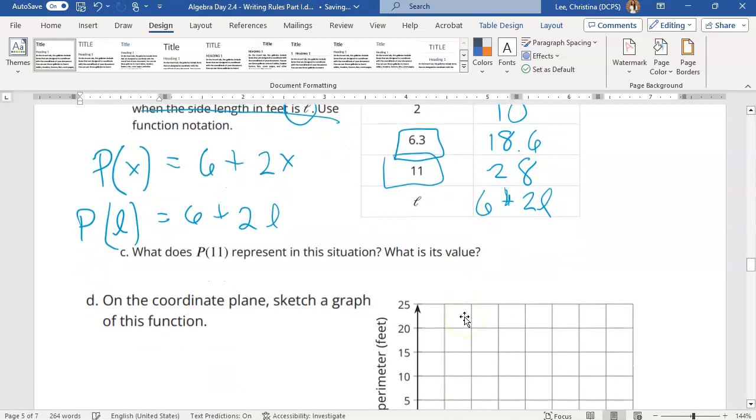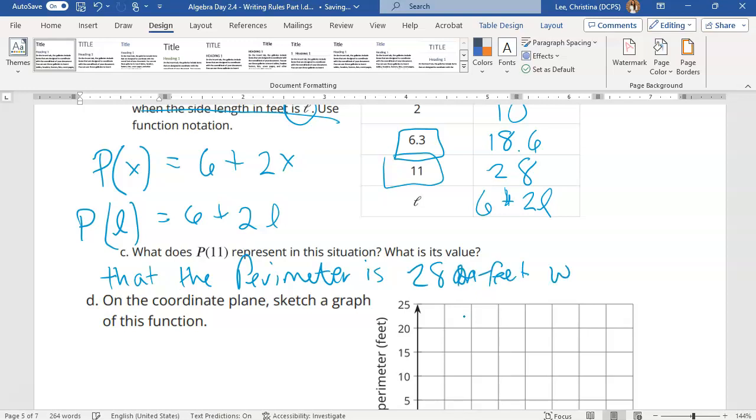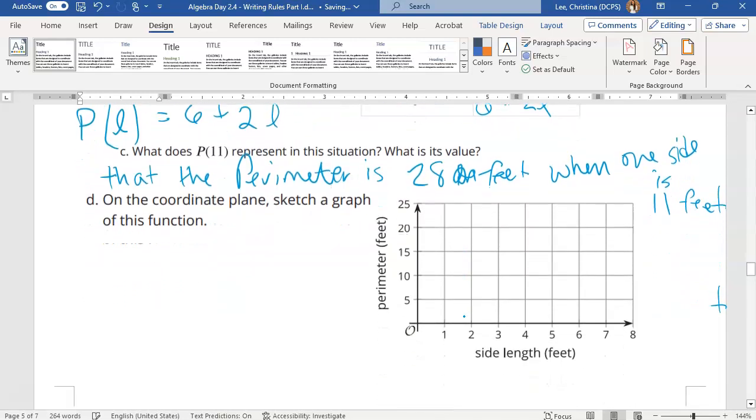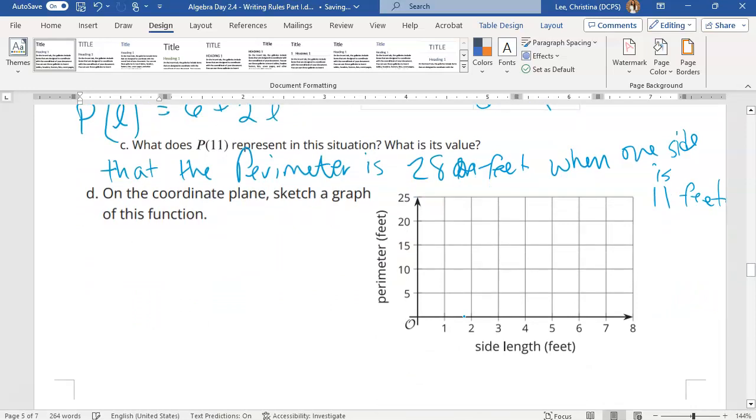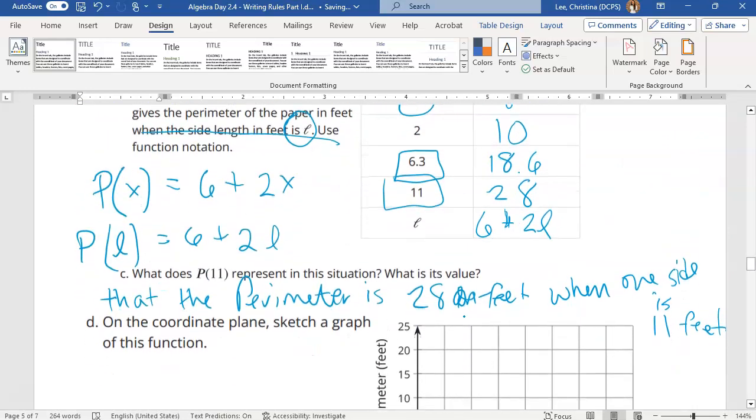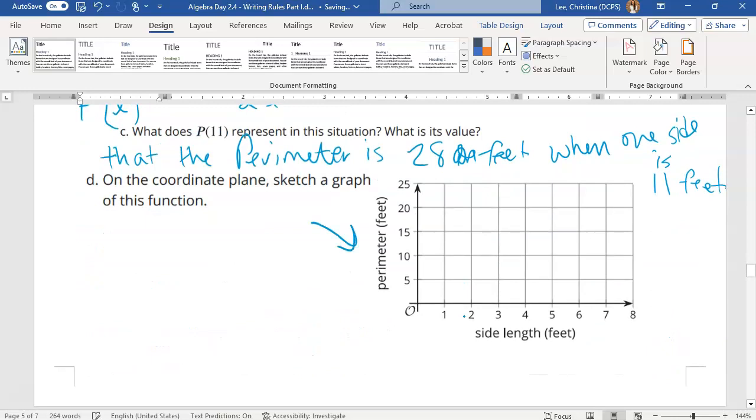All right, so P of 11 represents in this situation that the perimeter is 28 feet, when one side is 11 feet. So when it's cut to 11 feet, we unroll it to 11 feet, then the perimeter is 28 feet. On the coordinate plane, sketch a graph of this function. So all you're doing is plotting those points on this graph here.